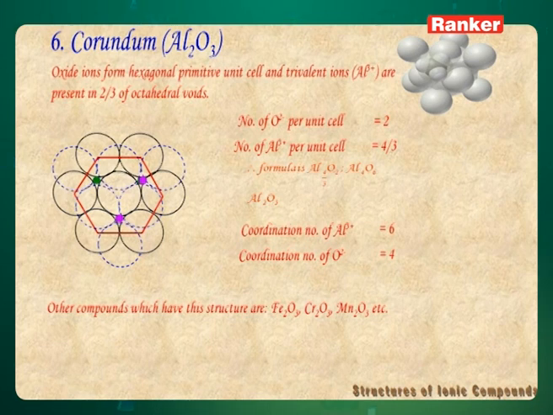Coordination number of aluminum 3 plus, as it is at the octahedral void, is 6, because the coordination number for an octahedral void is 6. What is an octahedral void? It is formed by a set of 6 spheres. So, coordination number will be 6 and coordination number for oxide is 4. And overall the other compounds that can have this kind of structure are Fe2O3, Cr2O3, Mn2O3, etc. This is the corundum structure.